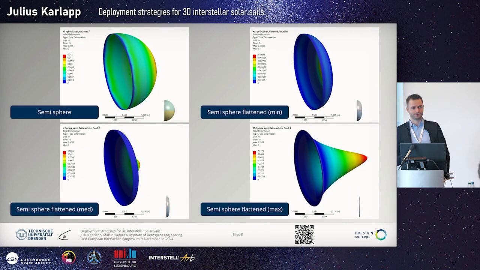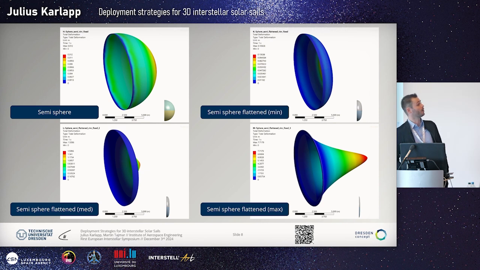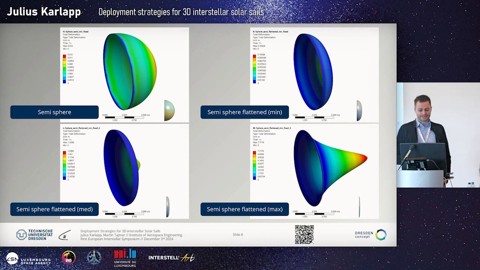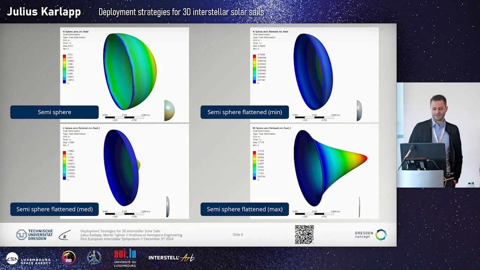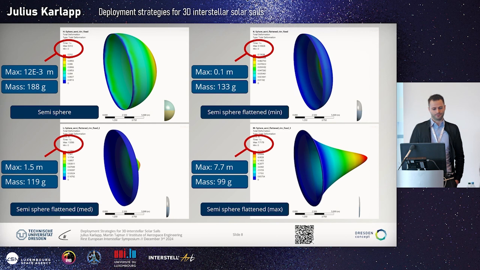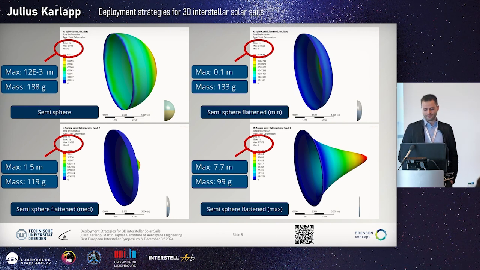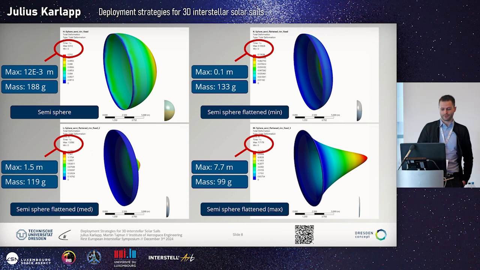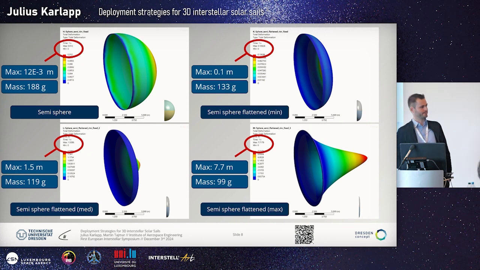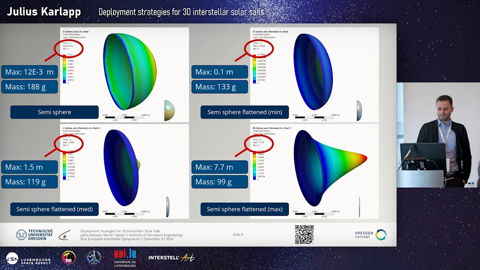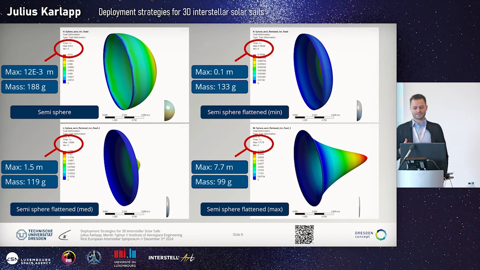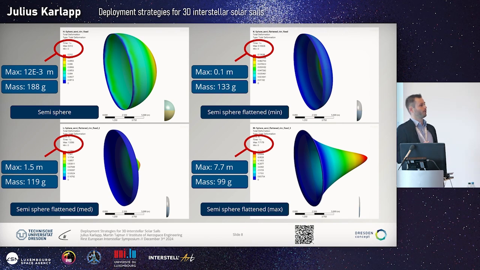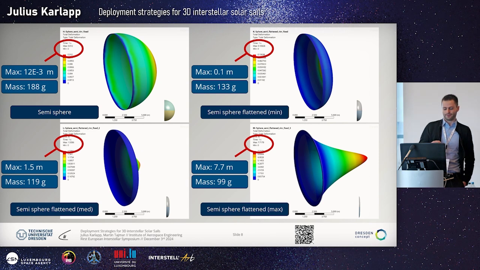In comparison to the 2D shape, on this slide you can see a hollow semisphere with different amounts of flattening from min to max. And it's interesting that we can eliminate basically all deformations by changing to a three-dimensional shape. The main deformation will always develop in the center of the sphere, as seen in the figure on the bottom right. We have a maximum deformation of 7.7 meters. So a 3D topology, of course, increases the mass because we have more material in the sail. But this is the before-mentioned balance we have to find between thrust and mass.